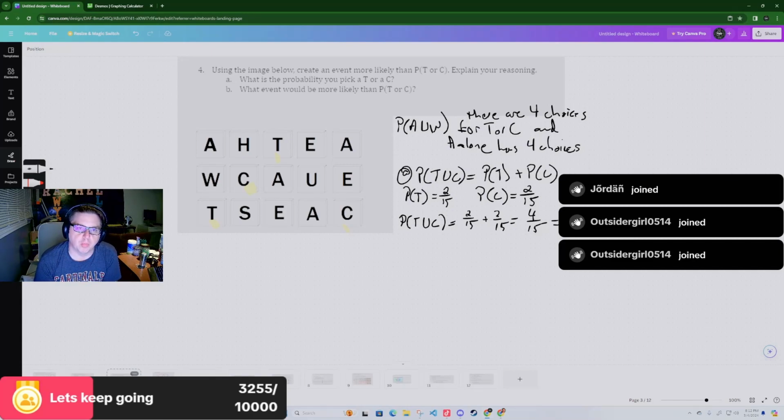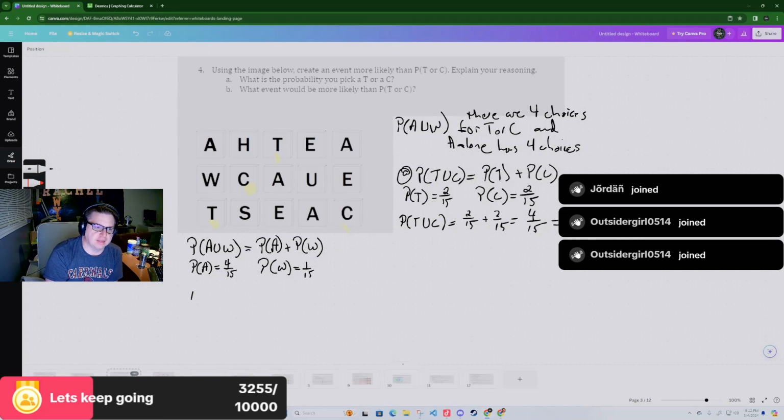What event would be more likely than T or C? So we already did this. We said the probability of A or W. So we want the probability of A plus the probability of W. The probability of A was 4 out of 15. The probability of W is 1 out of 15. If we add that together, that's 5 out of 15.